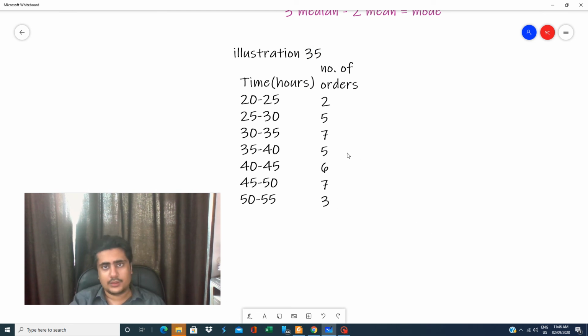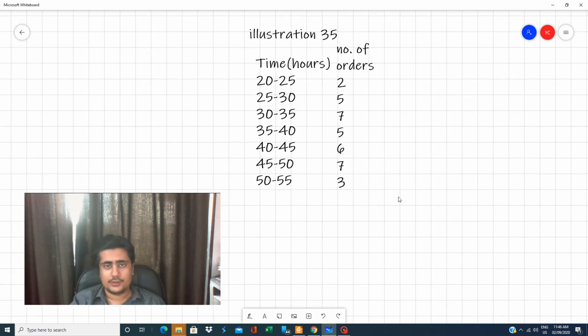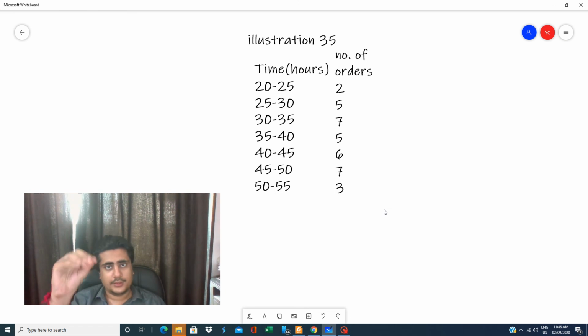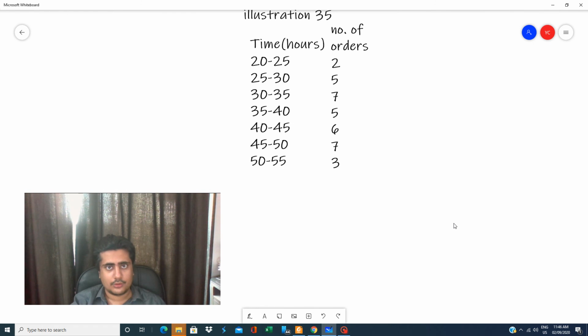You know what is the difference here? You have to derive from the question that 7 is the maximum frequency and the maximum frequency occurs 2 times. So if the maximum frequency occurs 2 times, that means you will not use the formula L plus f1 minus f0. What you will use is the empirical formula, that is 3M minus 2x bar.